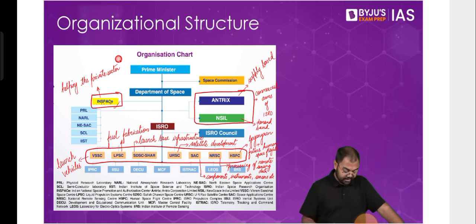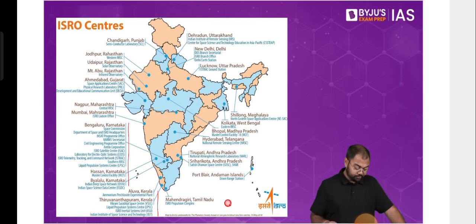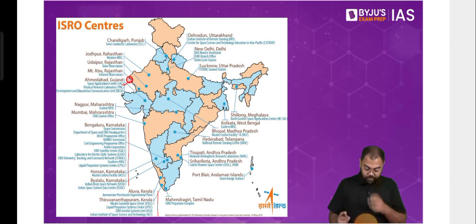Now, if you look at the map, you'll find that most of the centers of ISRO lie in the south. Correct? Also understand why, because apart from, let's say, just one, that is Space Application Center, everything else you'll find is in the southern part of the country, for a very simple reason: the launch that we do is here.